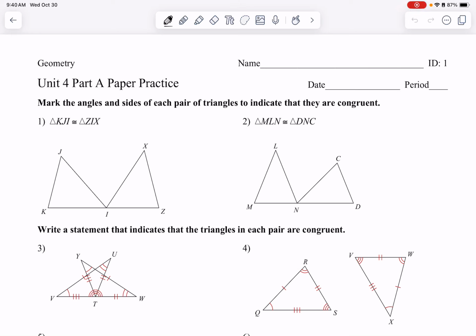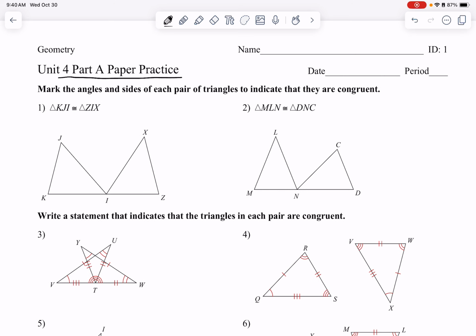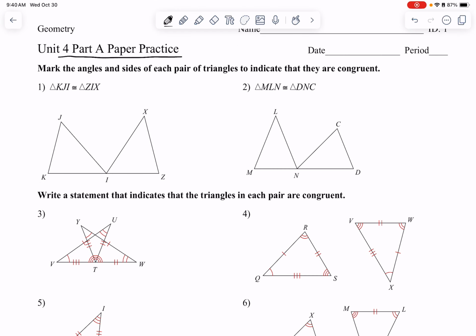All right, students, let's take a quick look at this Unit 4, Part A paper practice. This is just an introduction to congruence, particularly with triangles, and we're looking at which pieces match and if that tells us congruence, and if we're missing any information, how we can identify what the missing information might be. So this first part says mark the angles and sides to indicate which parts are congruent.